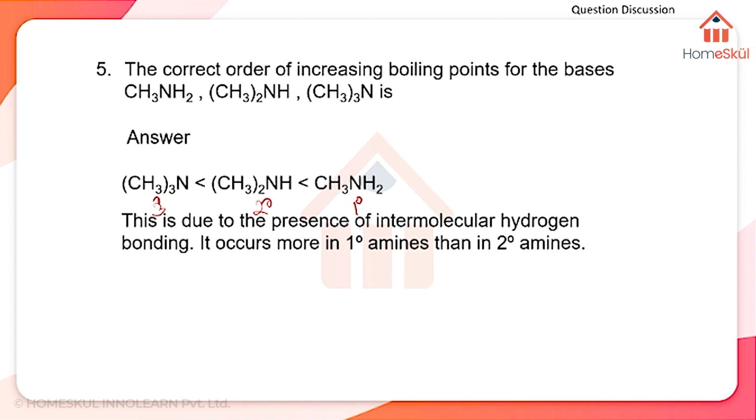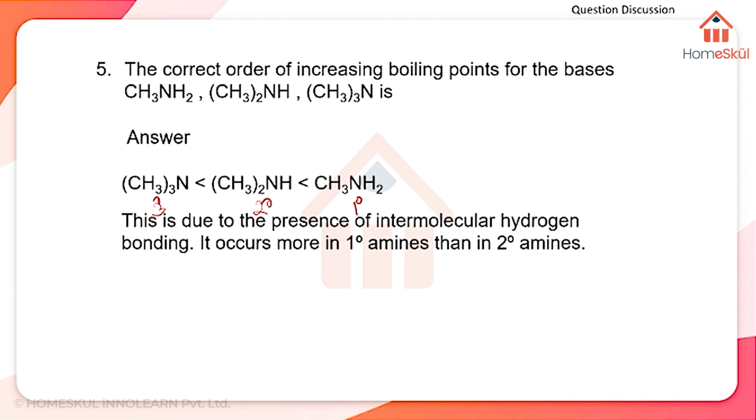Here the boiling point depends on intermolecular hydrogen bonding. As you can see, this primary amine has more hydrogen present in it, so it has more intermolecular hydrogen bonding than secondary. So obviously, the boiling point of primary amines will be more than secondary. But in case of tertiary, there is no hydrogen there, so no hydrogen bonding takes place and the boiling point will be less. So our order will be tertiary less than secondary less than primary. You have to approach these types of questions like this.